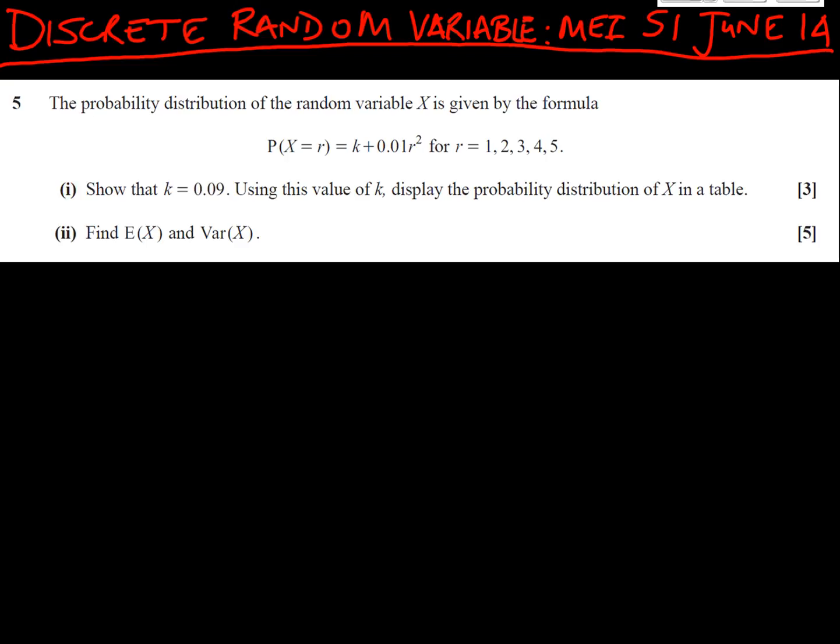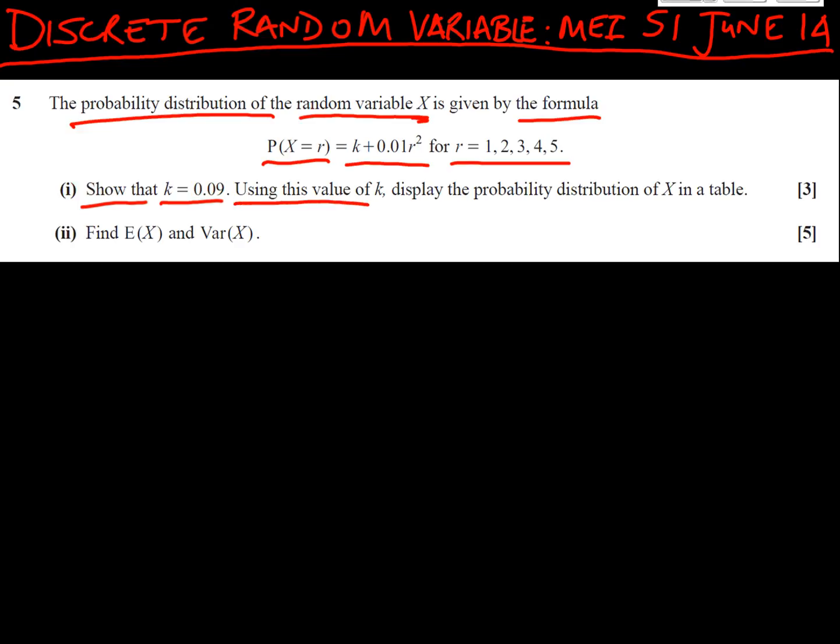So the first thing we always do is read the question. Starting at the top, the probability distribution of the random variable X is given by the formula P(X = r). For a value of r, the probability will be k plus 0.01 r squared. So what are our valid values of r? They are 1, 2, 3, 4 and 5, and we'll put that in the table in a minute. Show that, part 1, k equals 0.09.